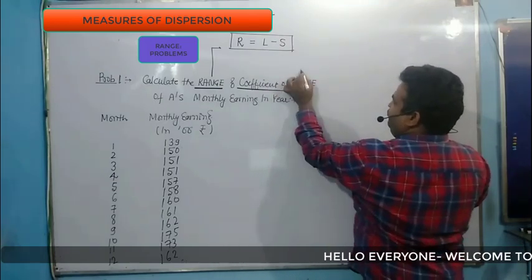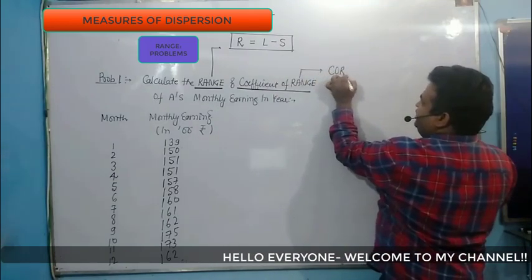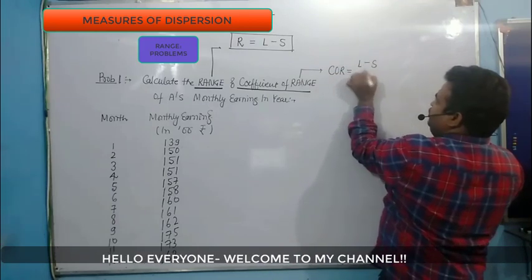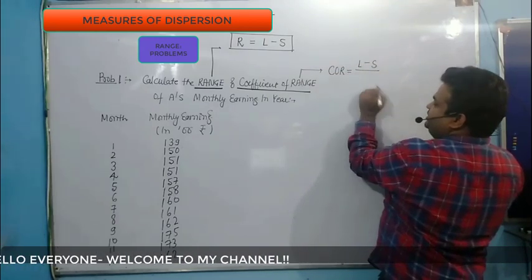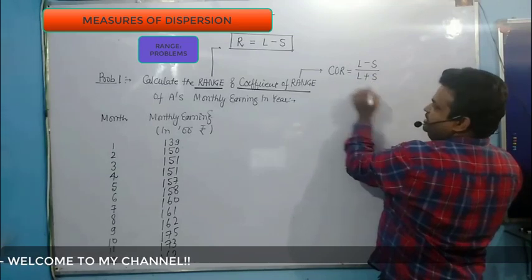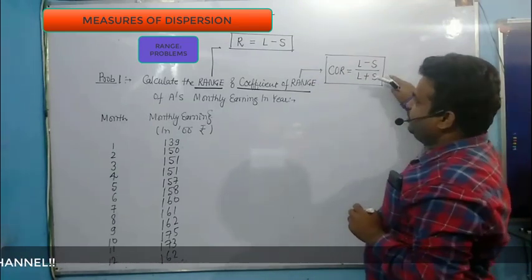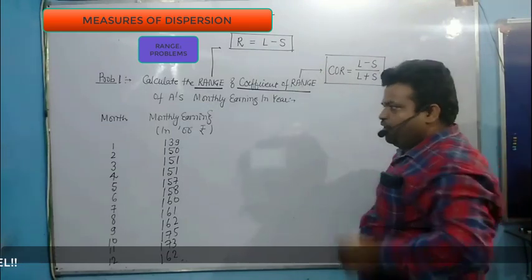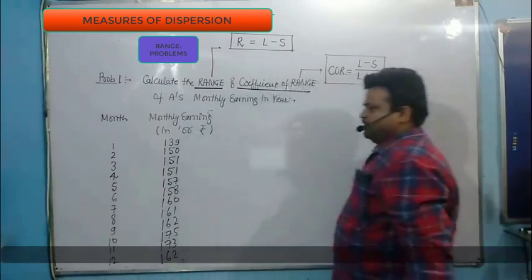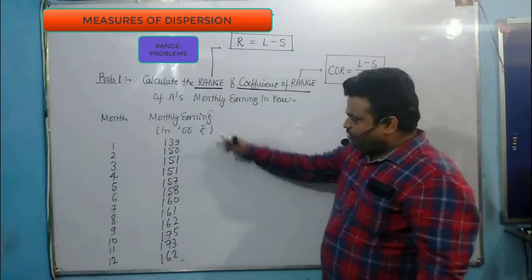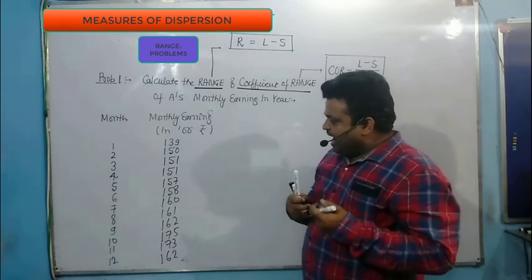And what is the formula of coefficient of range? My coefficient of range formula is the ratio of the difference of the two extreme values divided by the addition of the two extreme ends of the data set. Now these are the formulas. Now in this particular numerical, what will be my highest value?